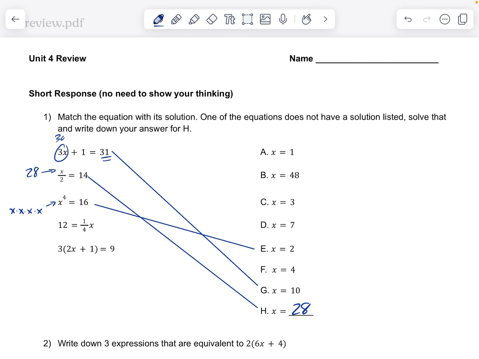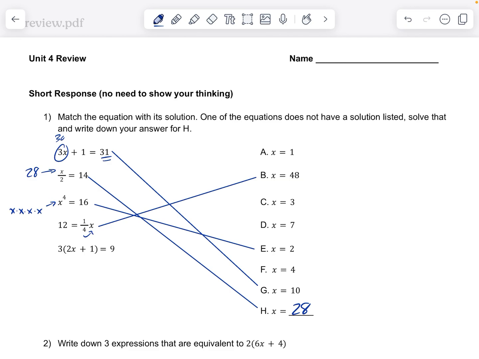All right, so the next one, 12 is equal to 1/4 times x. So it's like you're taking a quarter of some number, and that gets us to 12. So that number has to be 4 times bigger than 12. And what number is 4 times bigger than 12? It is 48. So 1/4 of 48 is equal to 12.